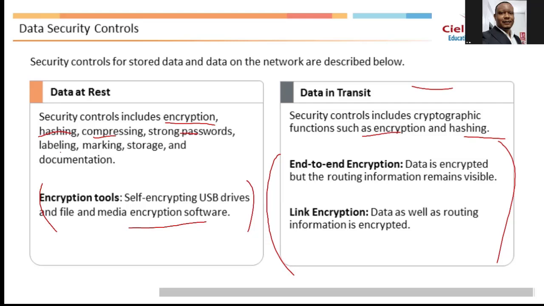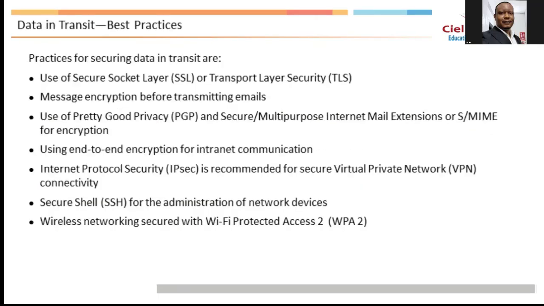There are different types of encryption, which include end-to-end encryption, where data is encrypted from the sender to the recipient, but the routing information remains visible. For example, your WhatsApp. Then we also have link encryption, where both the data as well as the routing information are encrypted. This one offers a higher level of security, especially for very sensitive and confidential data.